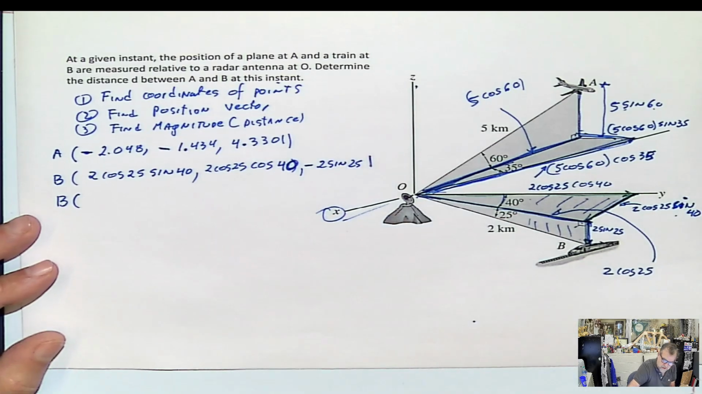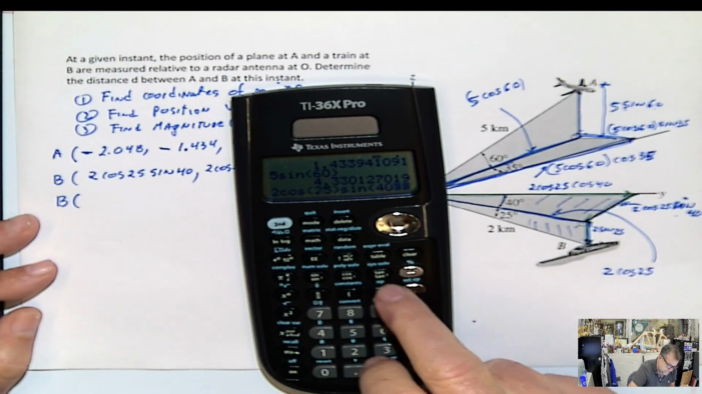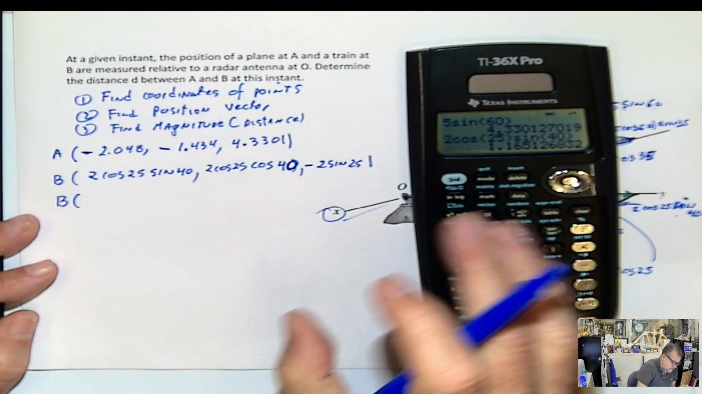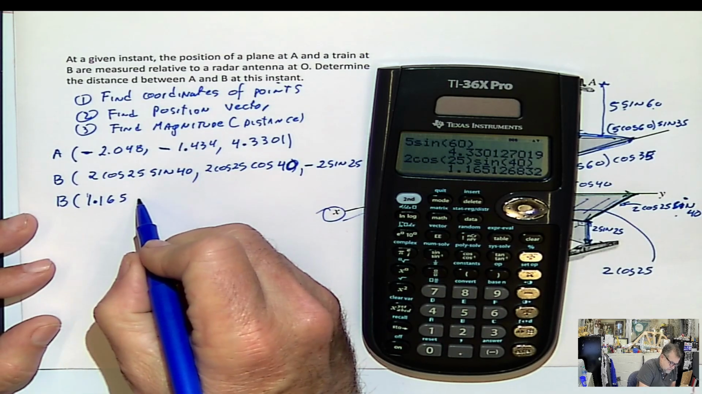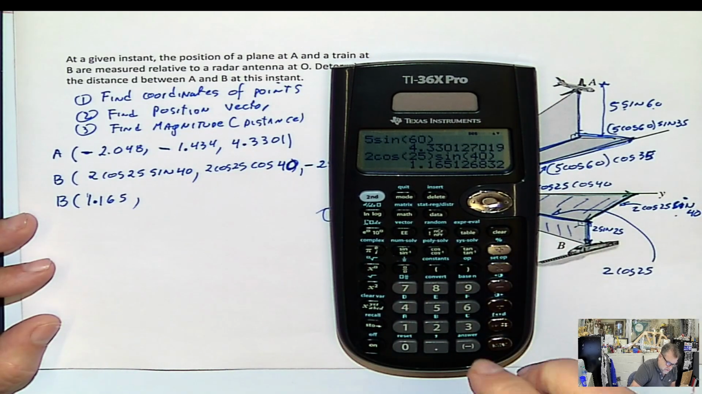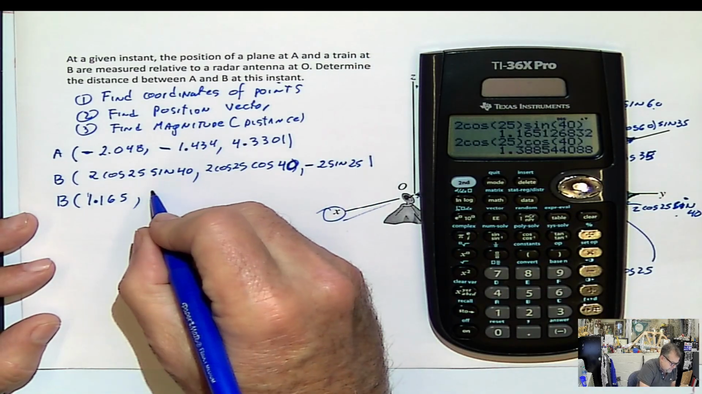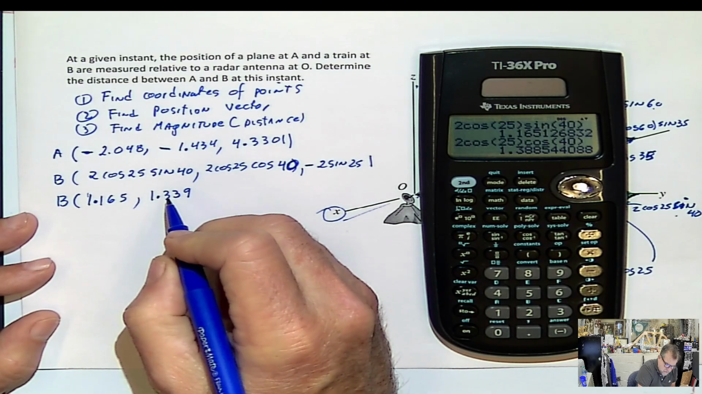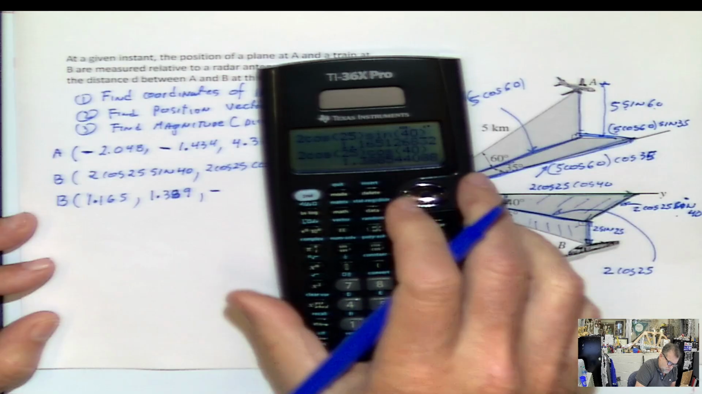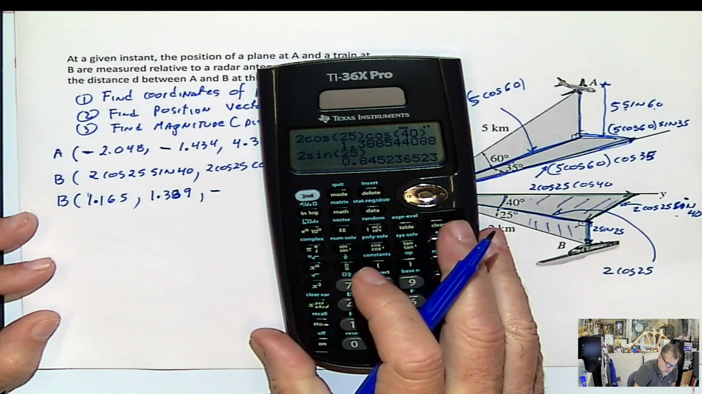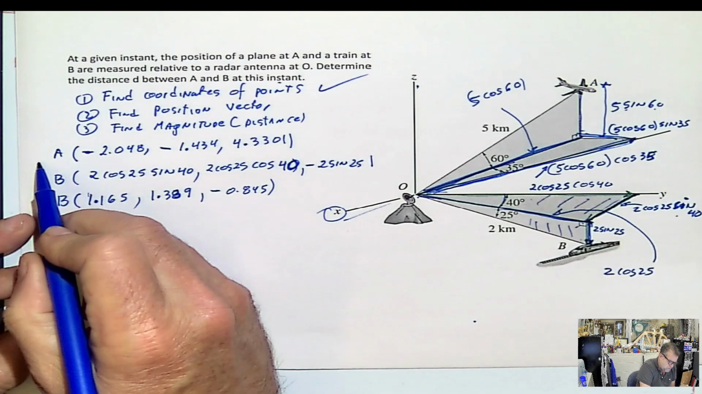Coordinates of the point B then will be 2 cosine 25 sine 40, which is 1.165. The other one is 2 cosine 25 cosine 40, which is 1.389. And the last one will be negative 2 sine 25, which is negative 0.845. Now, we already have the coordinates of the points, coordinates of point A, coordinates of point B.